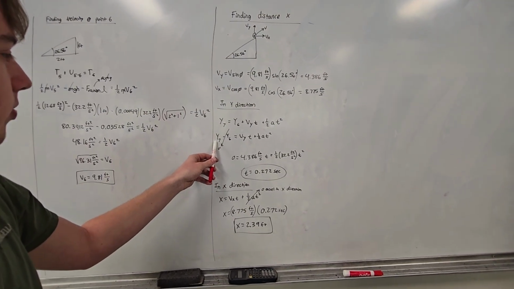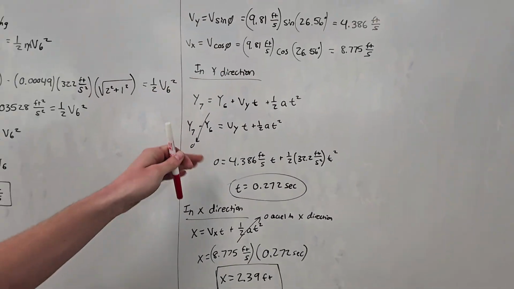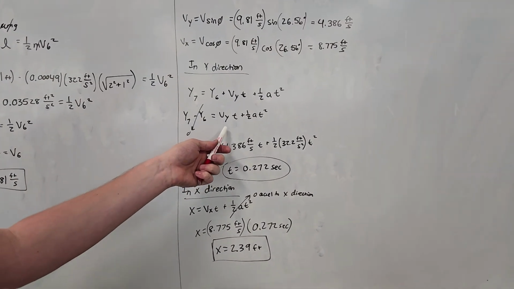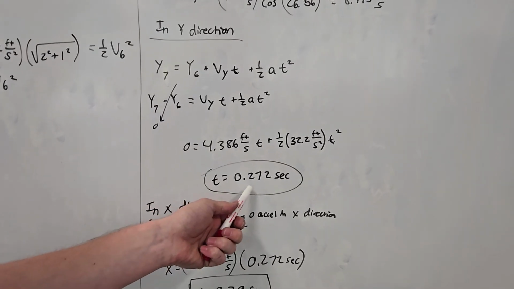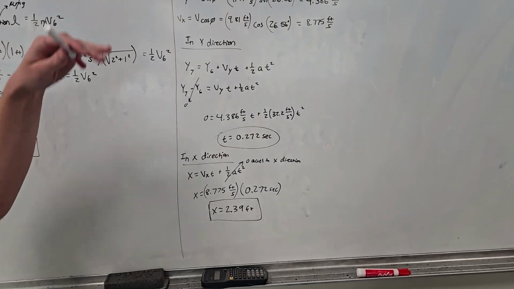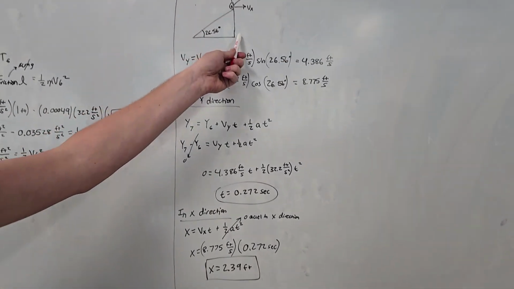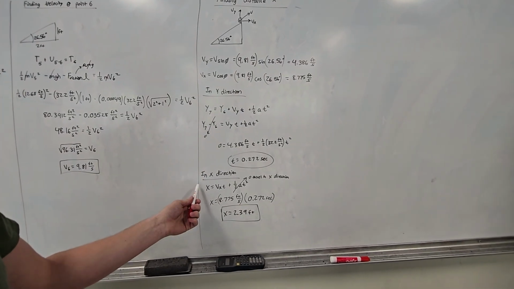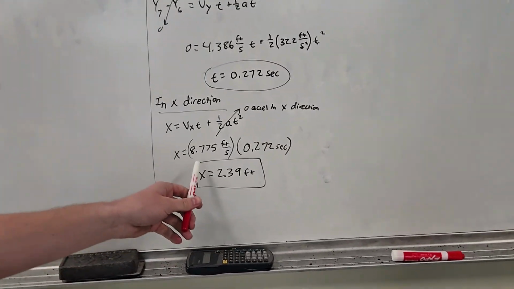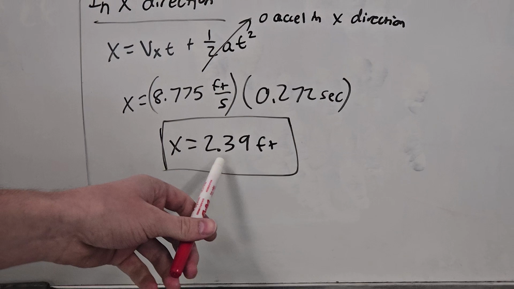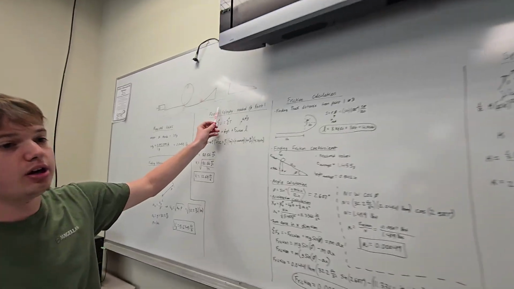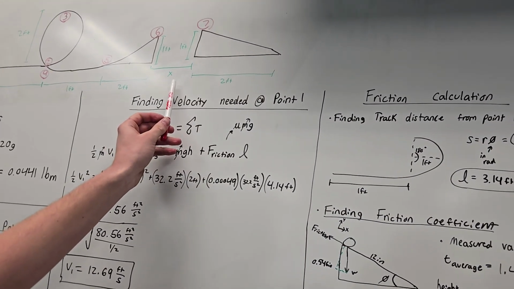So that's why the distance between point 6 and 7 is 0, because we were expecting it to land at the same height in this equation. Plugging everything in, we found that it would take about 0.272 seconds to reach the other side of the track if the track was the same height as this, which is a foot. So then, taking that and looking at the X direction, we could find the distance between the two tracks. We found that to be about 2.39 feet. So coming back over here, this distance here, we estimate to be about 2.39 feet.